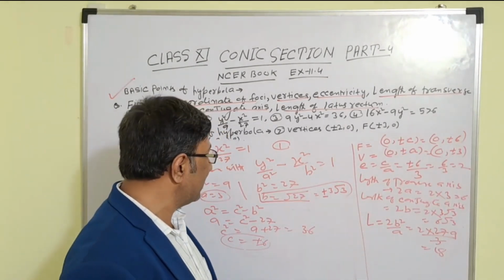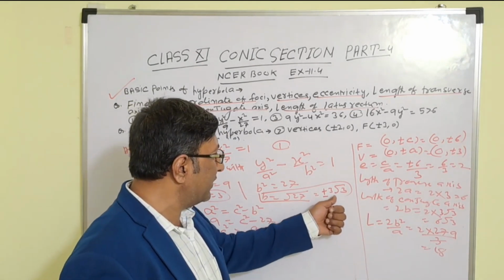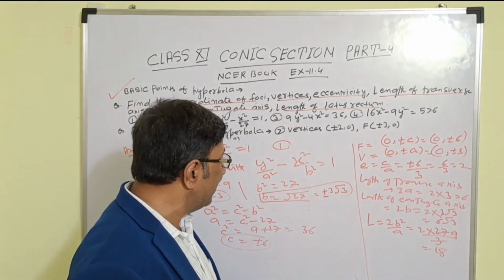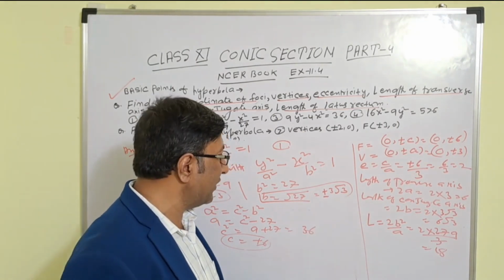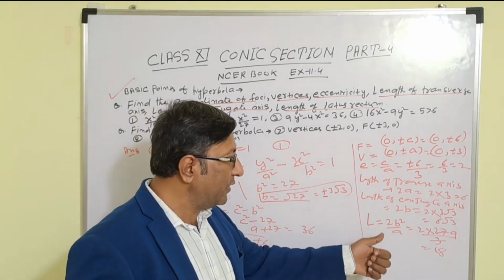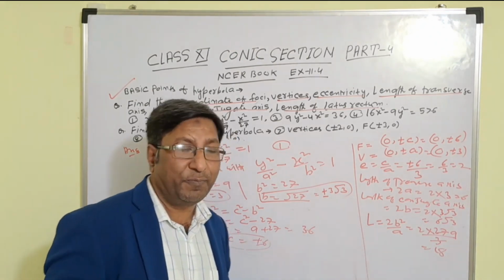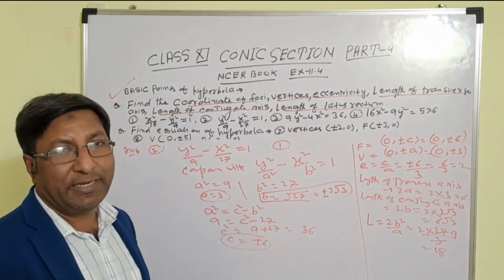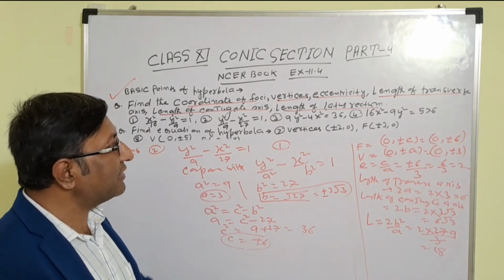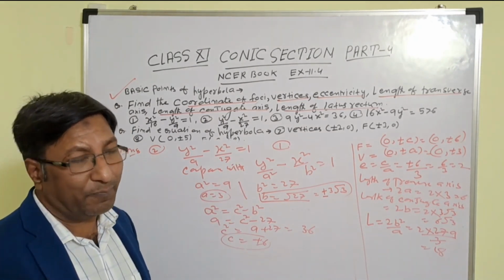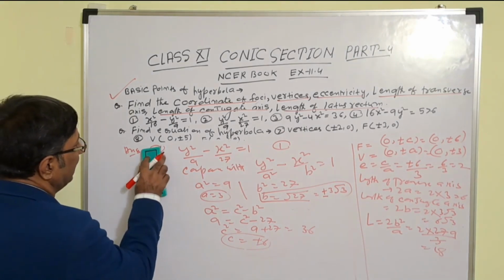Length of transverse axis is 2a, a is already 3, so 2 into 3, 6. Length of conjugate axis is 2b, so b is ±3 root 3, and you take the positive value when finding length. So 2b is 2 into 3 root 3, 6 root 3. Length of latus rectum is 2b square by a. Put b square 27 and a 3, and you will get 18. So this is the second question of the NCERT book exercise 11.4. Now see the next question.